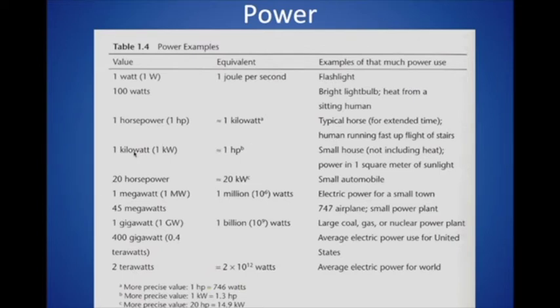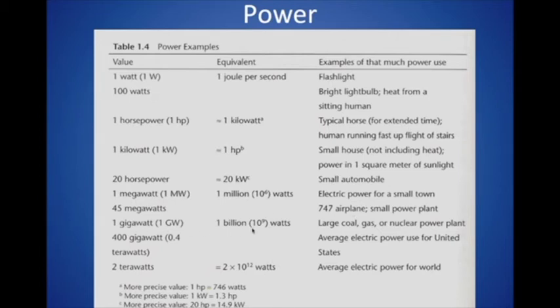A kilowatt, another example would be maybe the combined appliances of a small house, all the lighting. 20 horsepower might be a small car. I think I earlier said, a big car would be more like 100 horsepower or 100 kilowatts. A megawatt might be a small town, or a 45 megawatts might be a jet airplane.